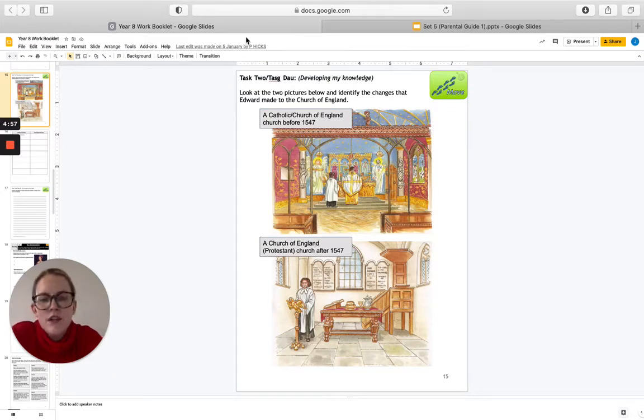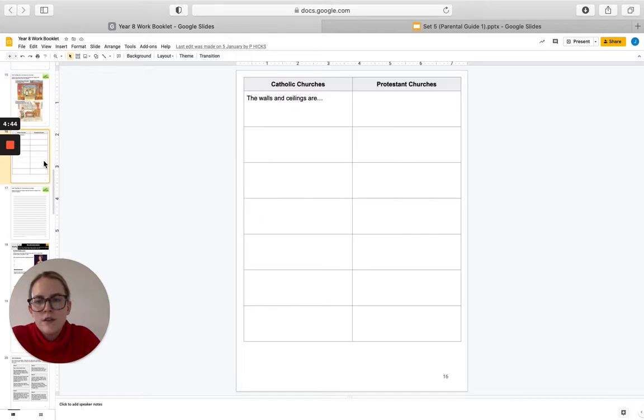Last lesson, I asked you to have a look at these two images and use them to fill in a table that showed the differences between the Catholic Church and the Protestant Church. If I just show you this, it should have been this one that you were filling in on page 16. I'm going to go through the answers, so as always, don't forget to pause and correct yourself if you need to.